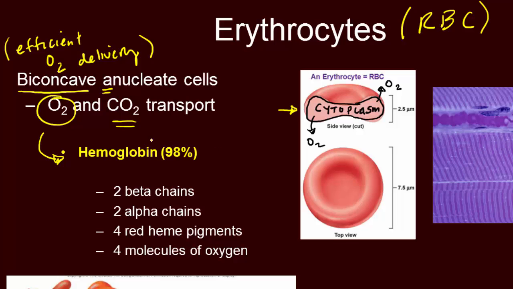called hemoglobin. Okay, so hemoglobin is a protein, and about 98% of the intracellular volume or the intracellular contents of the red blood cell is this particular protein.